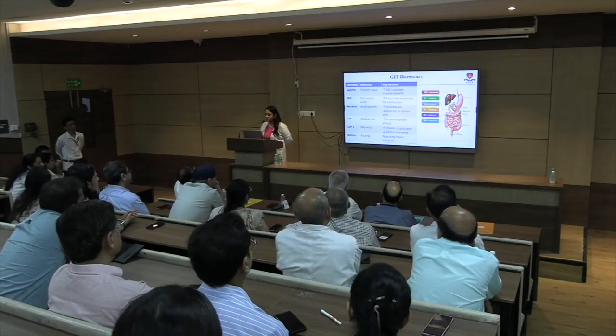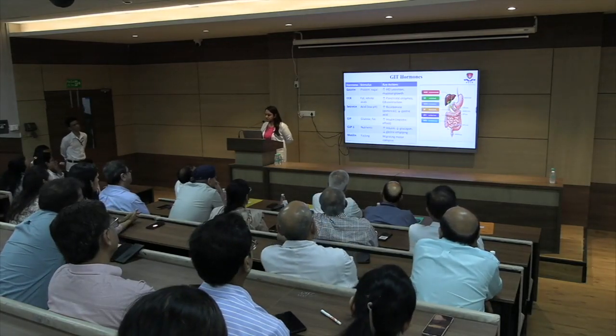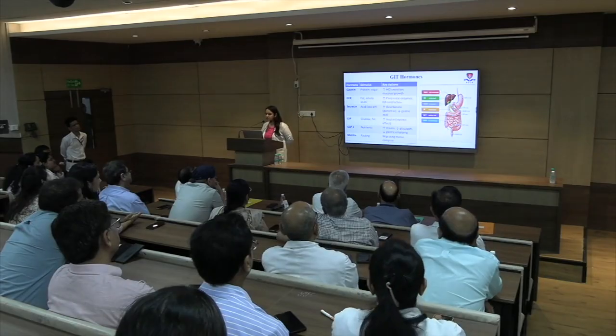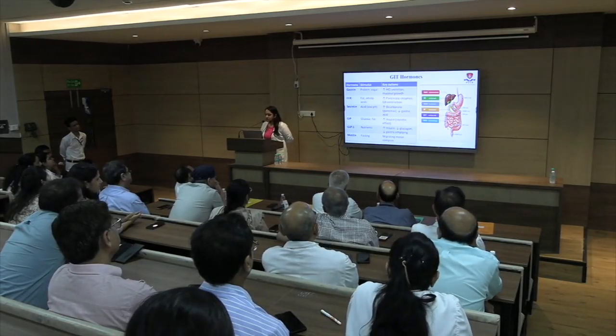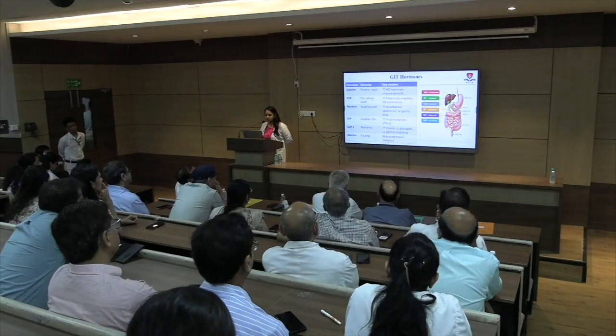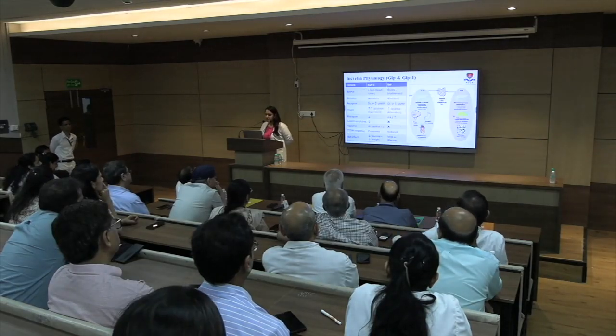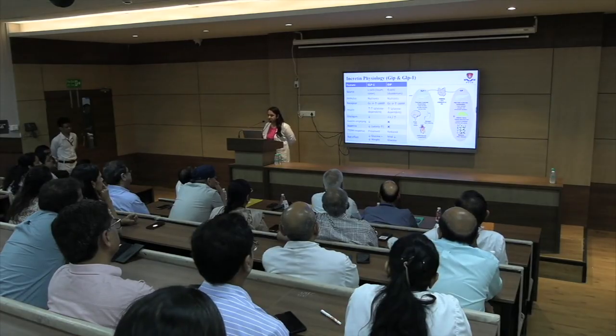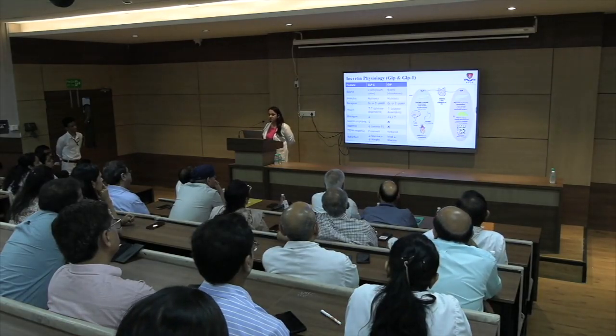So now coming to GIT hormones. The GIT hormones help regulate digestion, but importantly they also control insulin secretion. The key hormones here are gastrin, CCK, secretin, GIP, GLP-1 and motilin. So we'll discuss more about the incretins. Incretins are the gut hormones which enhance insulin secretion after meals.